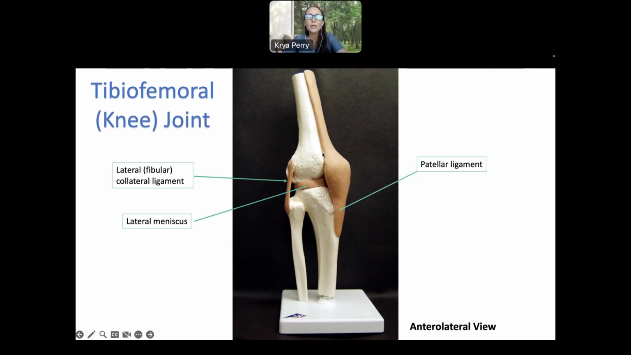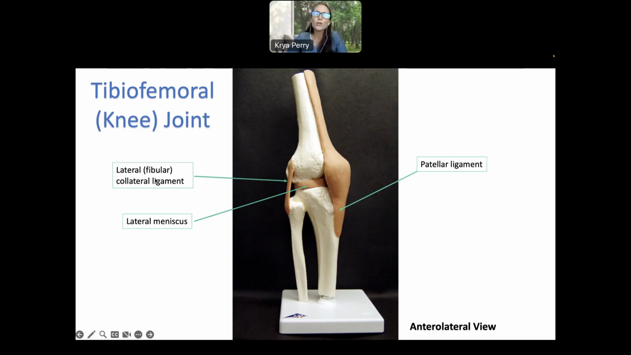Okay, so again, that's why it's called the patellar ligament, because it's running from bone to bone. Now, you're also going to have these two what we call collateral ligaments, one on the lateral side and one on the medial side. So one is called the lateral collateral ligament, and then one is going to be called the medial collateral ligament. You may have also heard these called the LCL or the MCL.